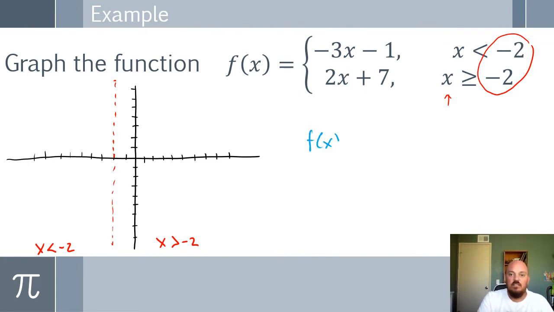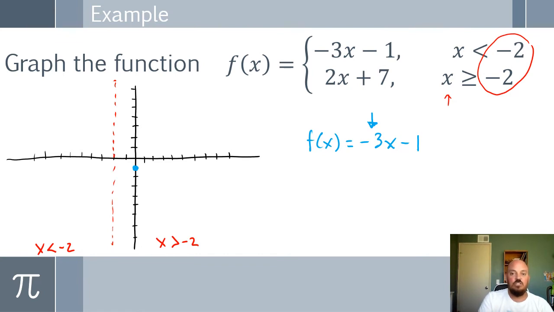f(x) equals -3x minus 1. Forget about the 2x plus 7 for now. We'll do that in a second. And I'm just going to graph that. This is just graphing a line. Just like we talked about, it's in slope-intercept form, which means the -1 is the y-intercept. So I'm going to count down one spot and put a point. There's my y-intercept.